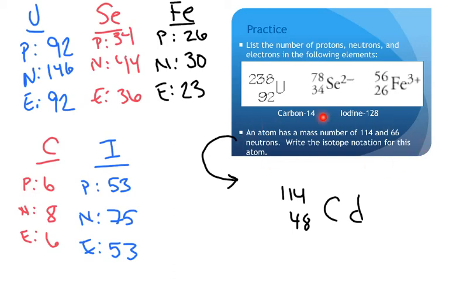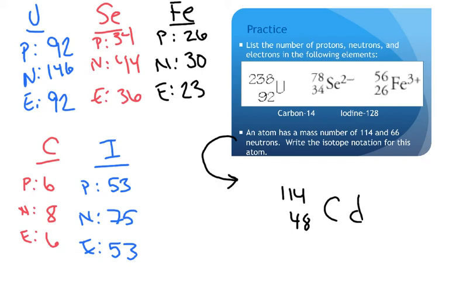For this last one down here, this might have been tricky. You may have been tempted to think that 66 was the atomic number, and you may have put the element that was 66 on the periodic table, which would have been Dy. But that's not what it was asking. 114 is the mass number, 66 is the number of neutrons, so 114 minus 66 gives us the atomic number of 48. That is what identifies the element as cadmium, or Cd.